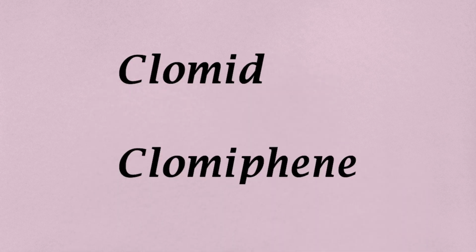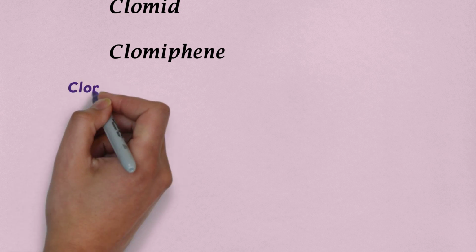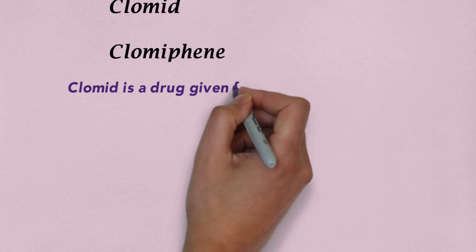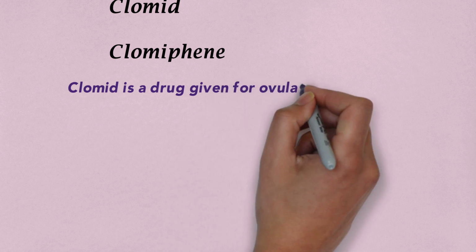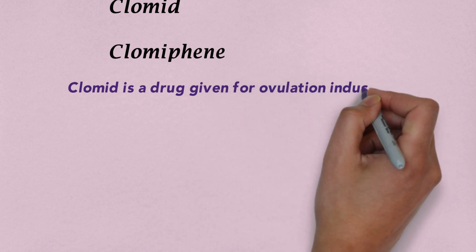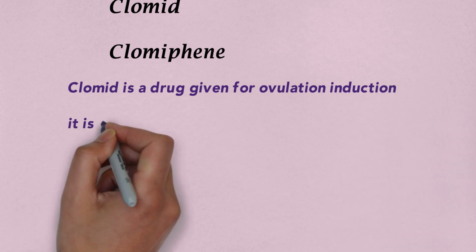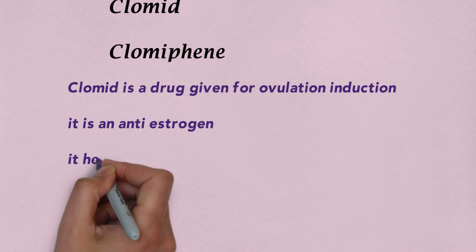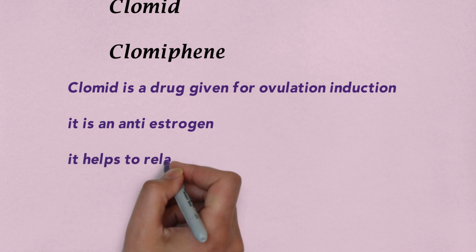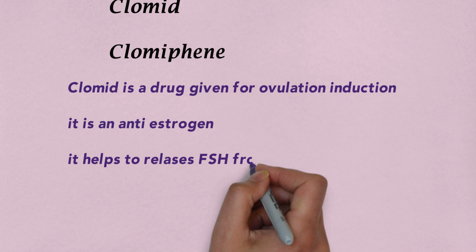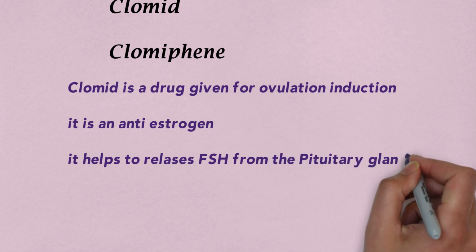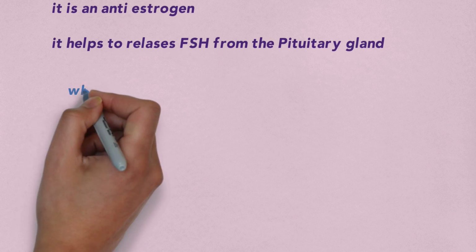I speak to you today about Clomid or Clomiphene. This is one of the commonest drugs that we use for anovulation, which is when ovulation does not occur and we perform ovulation induction. It is an anti-estrogen which triggers a low estrogen feeling and gets the pituitary to produce FSH hormone on its own. That's how it starts stimulating the ovaries.